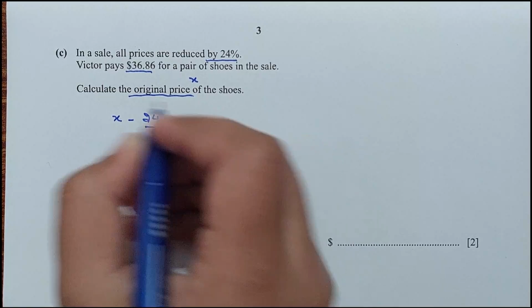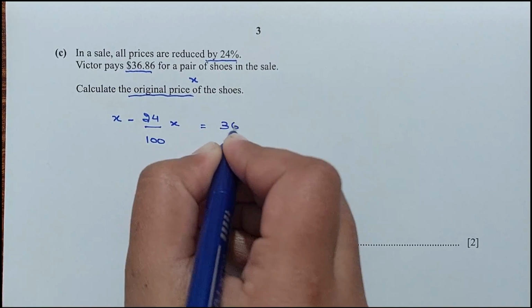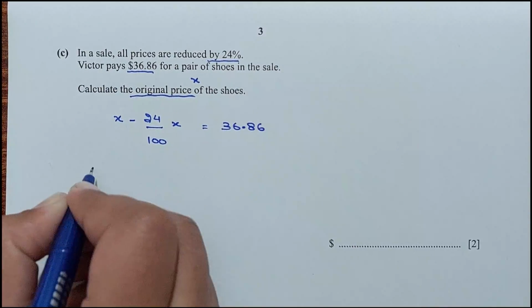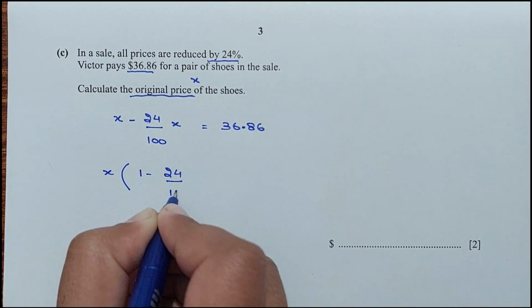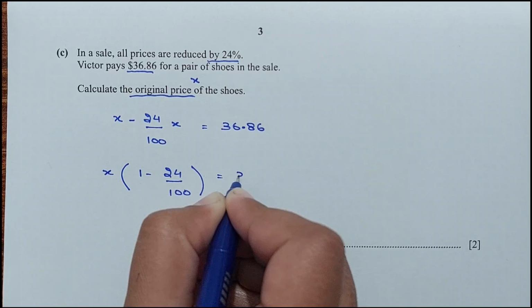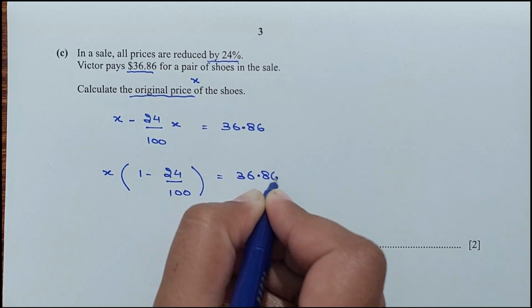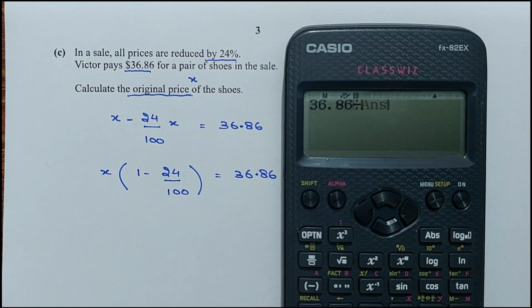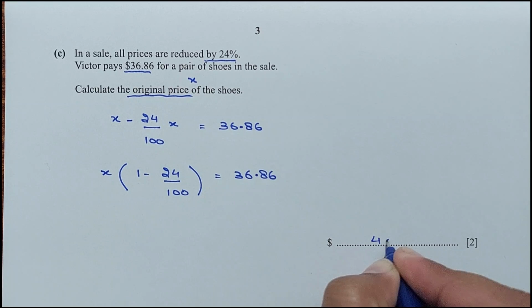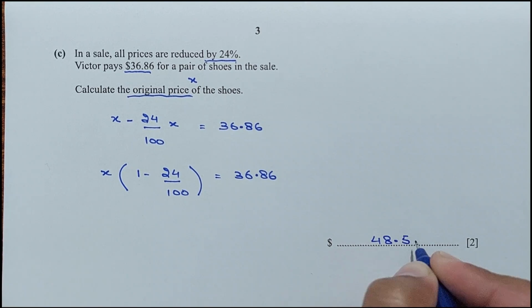This would be equal to the sale price, which is $36.86, right? Let me simplify for X, which is 1 minus 24%. This would be equal to 36.86. Okay, let me simplify. 24 divided by 100. 1 subtract the answer is this much. 36.86 divided by the answer would be 48.5 dollars. So 48.5 was the original price.